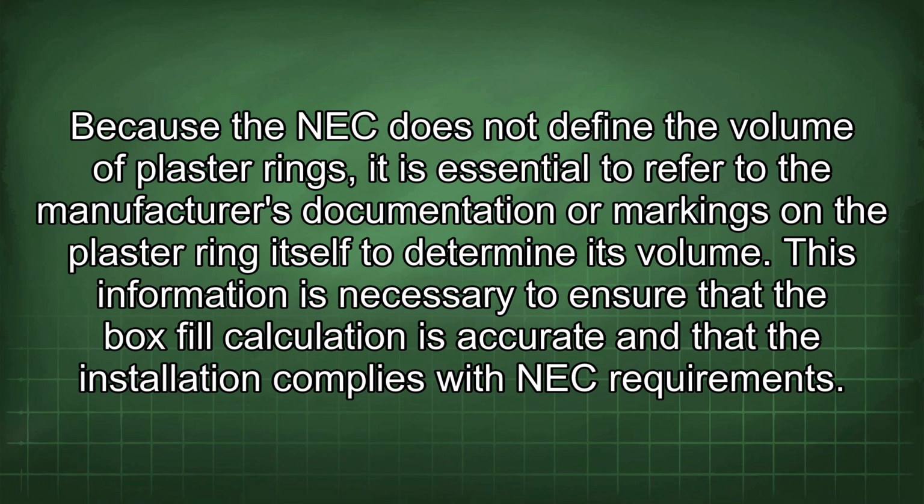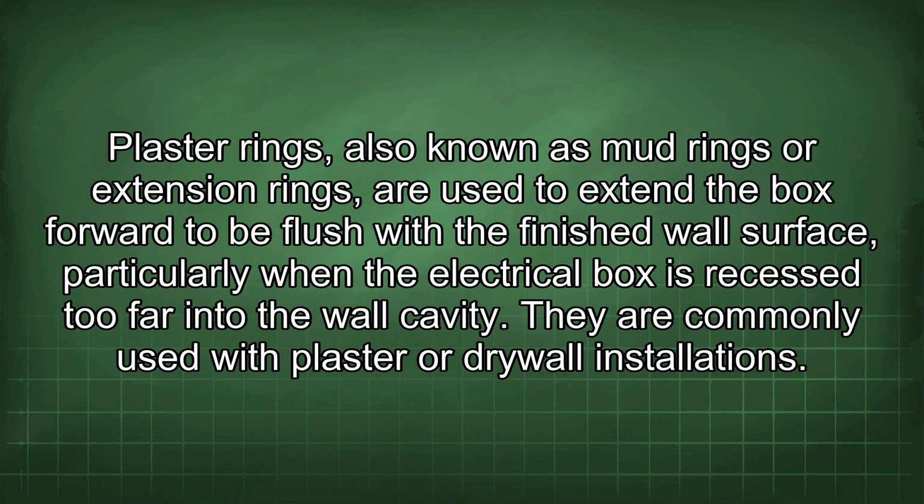Because the NEC does not define the volume of plaster rings, it is essential to refer to the manufacturer's documentation or markings on the plaster ring itself to determine its volume. This information is necessary to ensure that the box fill calculation is accurate and that the installation complies with NEC requirements. Plaster rings, also known as mud rings or extension rings, are used to extend the box forward to be flush with the finished wall surface, particularly when the electrical box is recessed too far into the wall cavity. They are commonly used with plaster or drywall installations.